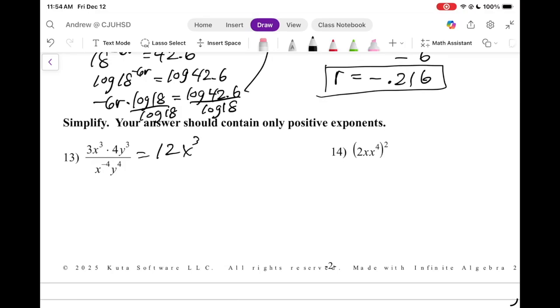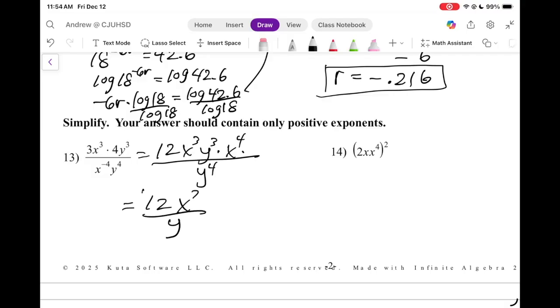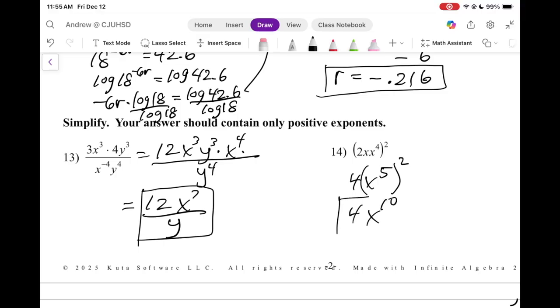Okay, numbers with the numbers, letters with the letters. And I'm bringing the negative exponents up. I was almost going to bring that y to the 4th up, but I decided not to. And now we're just going to cancel the y's and combine the x's. On 14, don't forget to square the 2 as well. And then I was combining the x's, and then I realized I needed to square it. So there's our answer.